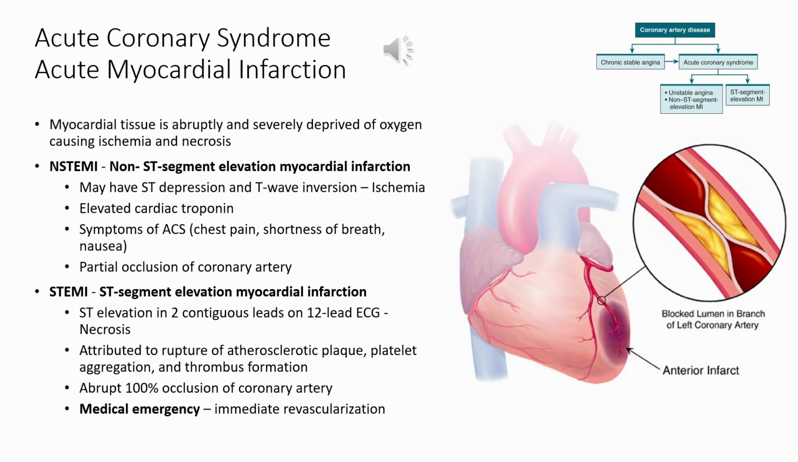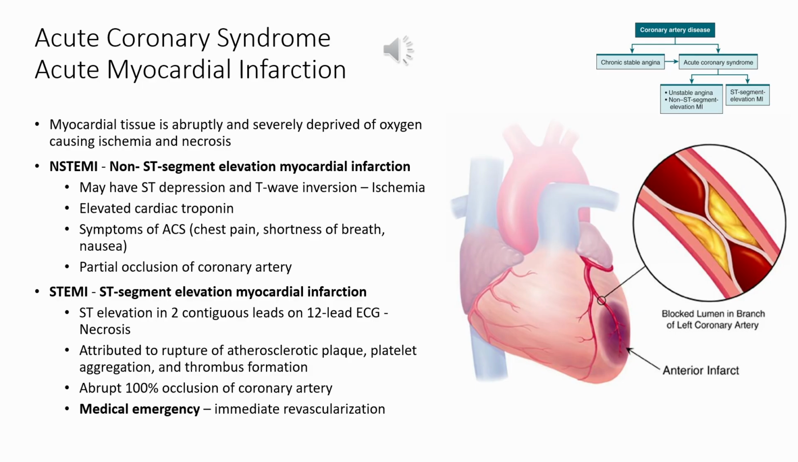All right, so now let's discuss the most serious form of acute coronary syndrome, which is a myocardial infarction or MI. A myocardial infarction, which is commonly known as a heart attack, occurs when myocardial tissue is abruptly and severely deprived of oxygen due to a significant reduction or a complete blockage of coronary blood flow. So if blood flow is reduced by 80 to 90%, then ischemia develops rapidly. And without prompt intervention, the ischemia can progress to myocardial injury and necrosis, which causes permanent heart muscle damage.